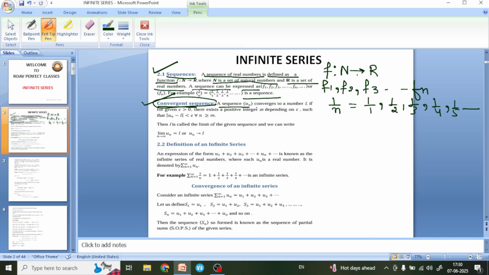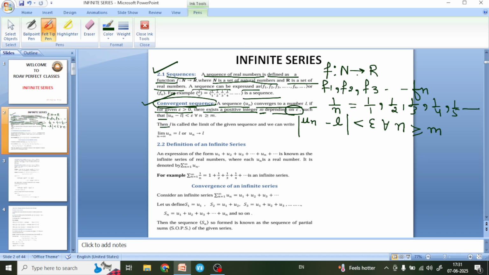A sequence converges to a number L if for a given epsilon greater than 0, there exists a positive integer m which depends on epsilon, such that the absolute value of un minus L is less than epsilon for all natural numbers n greater than or equal to m. Here m means a positive integer.